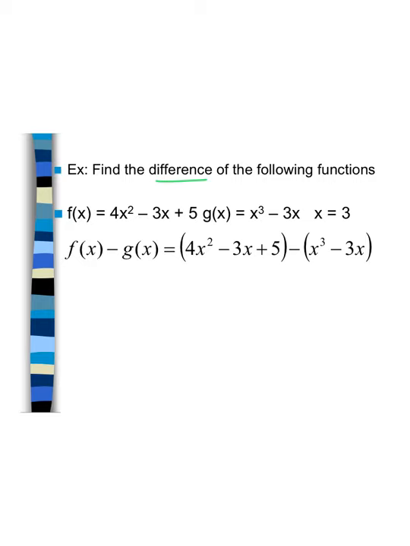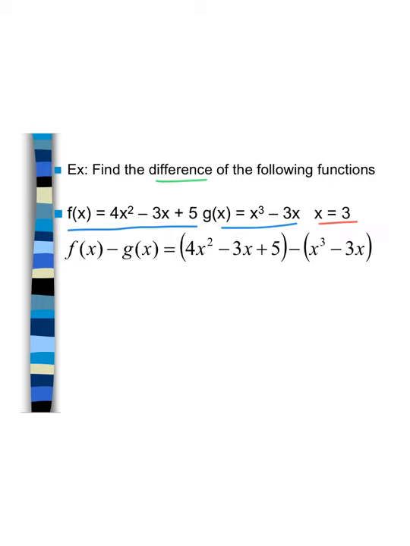All right, for our next example here, we're going to be finding the difference, which means we're going to be subtracting. We have two separate functions again. Our first function, f of x, is 4x squared minus 3x plus 5. And then our second function is x cubed minus 3x. And then when we're done simplifying this, we're going to go ahead and evaluate our new function for when x is equal to 3.